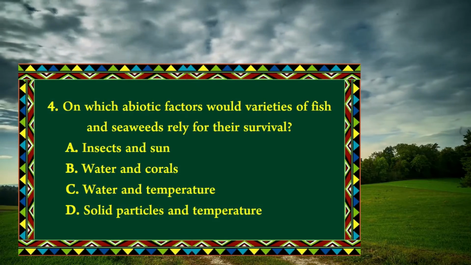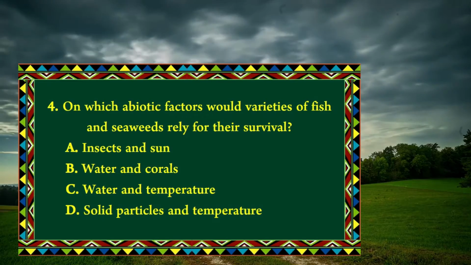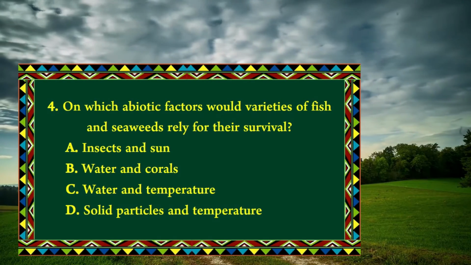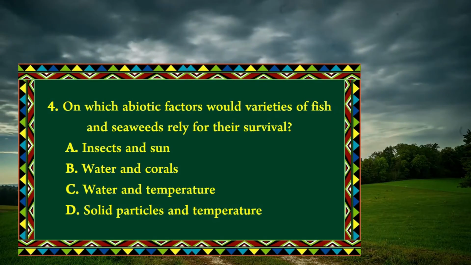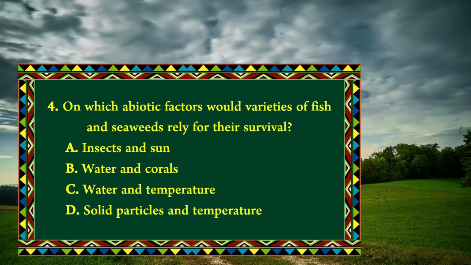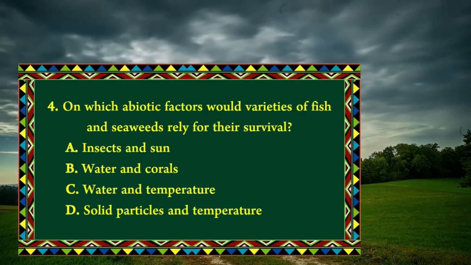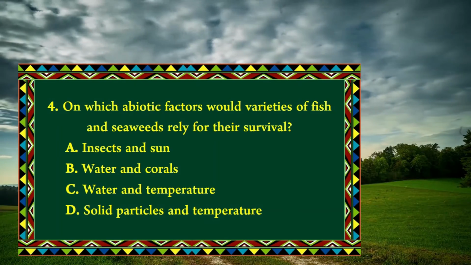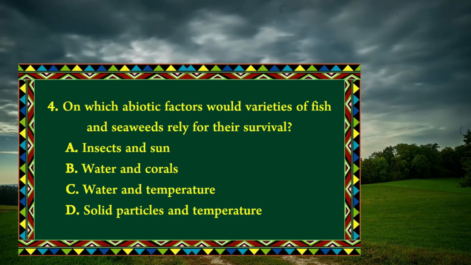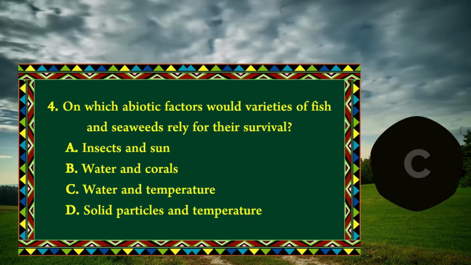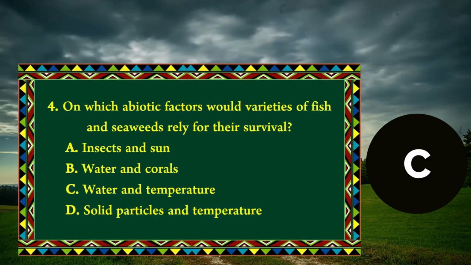Number 4. On which abiotic factors would varieties of fish and seaweeds rely for their survival? Letter A. Insects and sun. Letter B. Water and corals. Letter C. Water and temperature. Letter D. Solid particles and temperature. What is your answer? Amazing! The answer is letter C. Water and temperature.